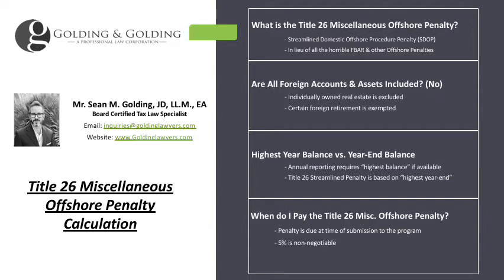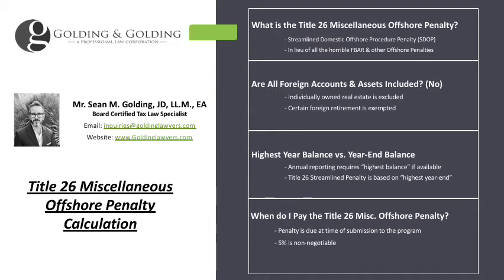So then what you do is you look at the year-end balance for the assets and accounts for each year, and then you aggregate them. So you total them up, and you pick the 1 year that has the highest value, and then you will multiply that by 5%.